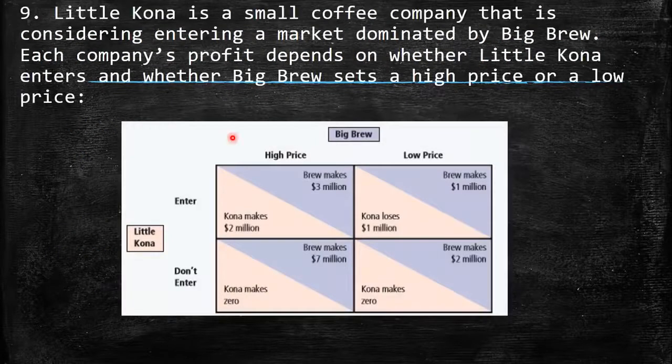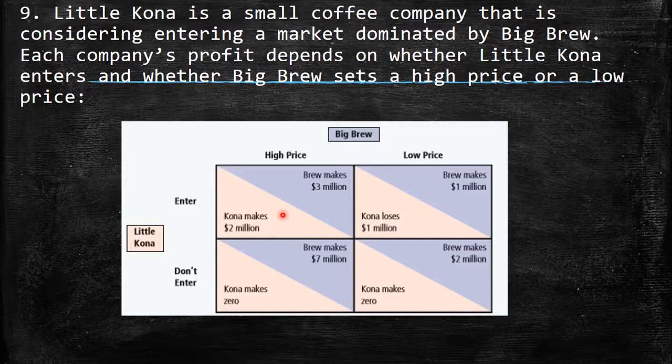Then the last one, Little Kona is a small coffee company that is considering entering a market dominated by Big Brew. Each company's profit depends on whether Little Kona enters and whether Big Brew sets a high price or a low price. So here we have the situation as usual of the other one. This case is kind of different because we received already the outputs and it's not a lump sum zero game. What does it mean? A lump sum zero game means that the payment from one in the opposite situation is exactly the same. They are kind of compensated.